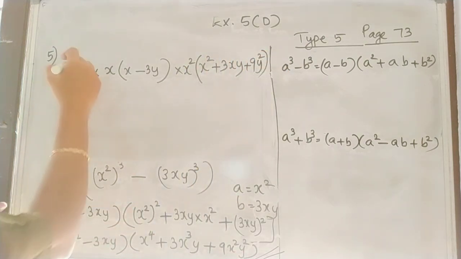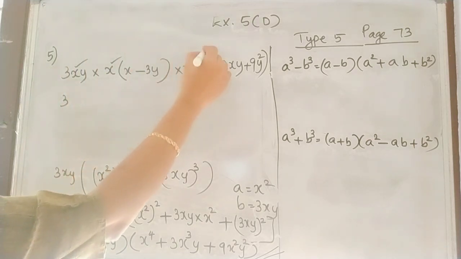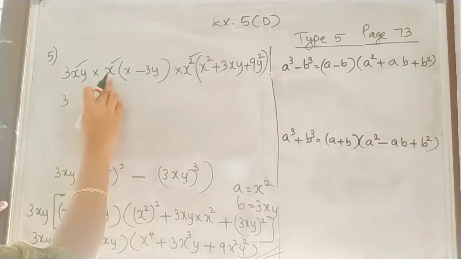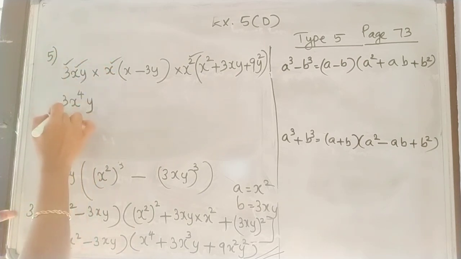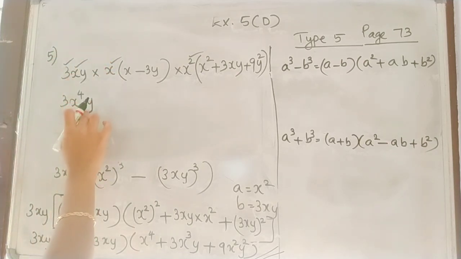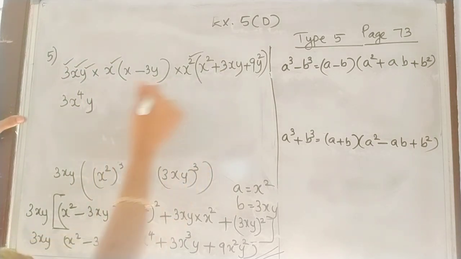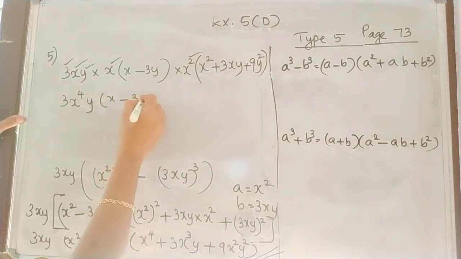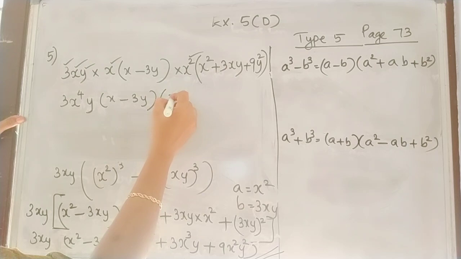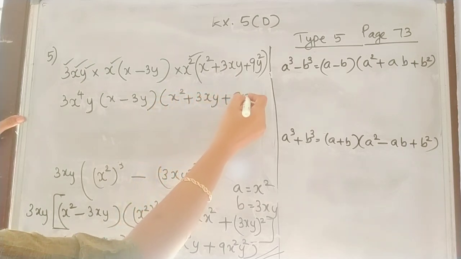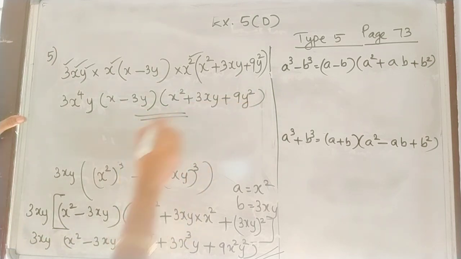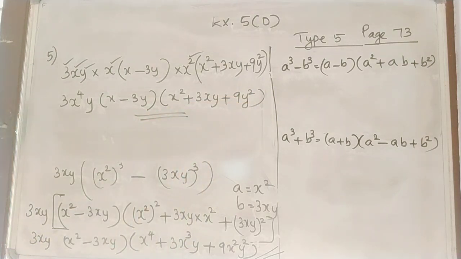So 3 x and x square, so x square, so x cube, x raised to 4, y only there balance. So 3 we wrote, then y we wrote. So remaining: (x minus 3y) into (x square plus 3xy plus 9y square). This is your final answer. Okay. Thank you.